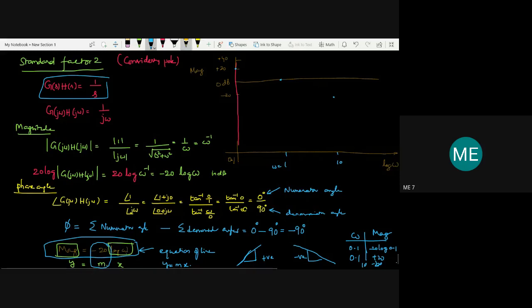So if I join this line, that is plus 20 to 0, then to minus 20, and extend it, this is the magnitude line.